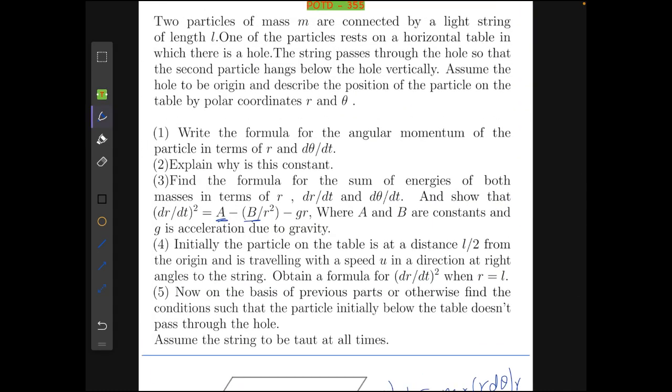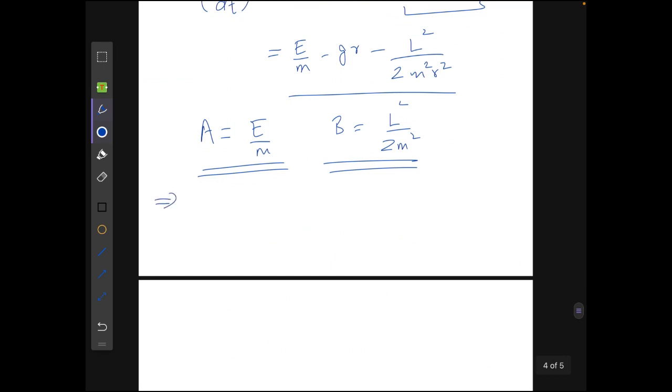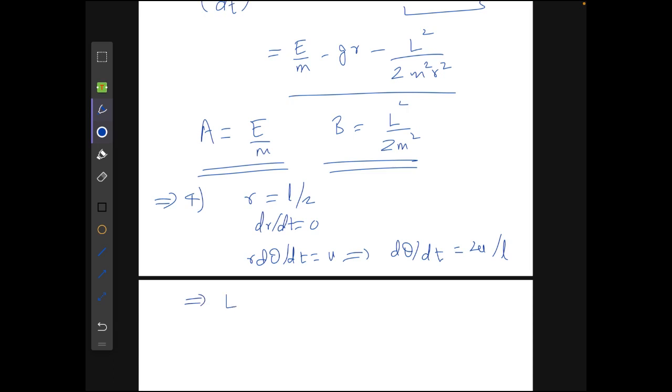Now for part 4, we are given that the particle is initially at a distance of L by 2 from the origin and is travelling at a speed u in the direction perpendicular to the string. We have to obtain a formula for dr by dt whole squared when r equals L. So from here, solving for the fourth part, what we get is r naught equals L by 2, dr by dt equals 0, and r d theta by dt equals u. So d theta by dt equals 2u by L. So the value of angular momentum, which will be constant, comes out to be mLu by 2.